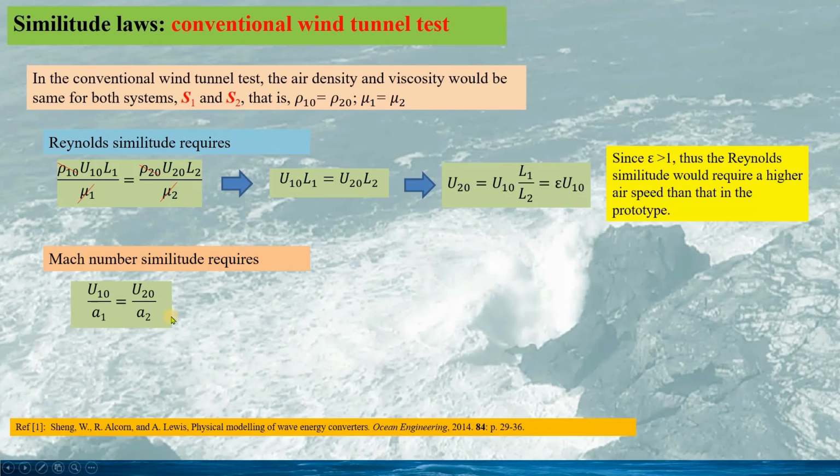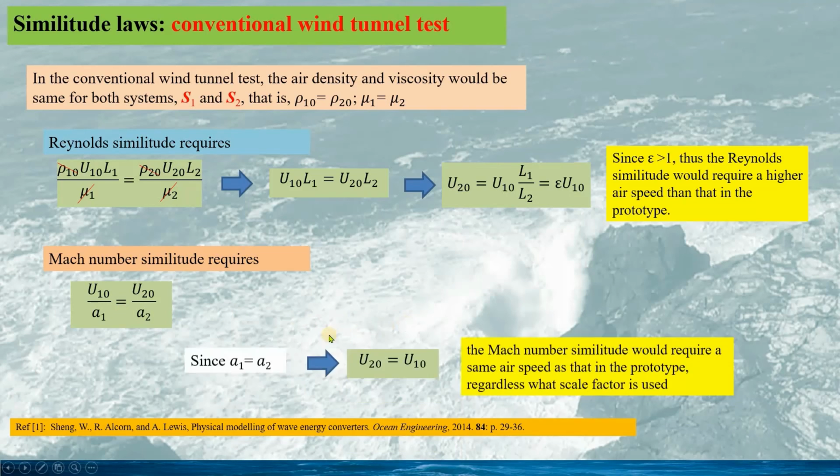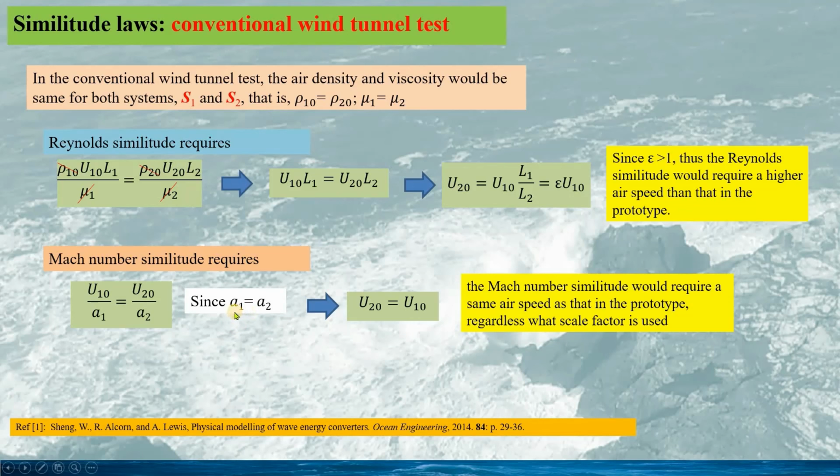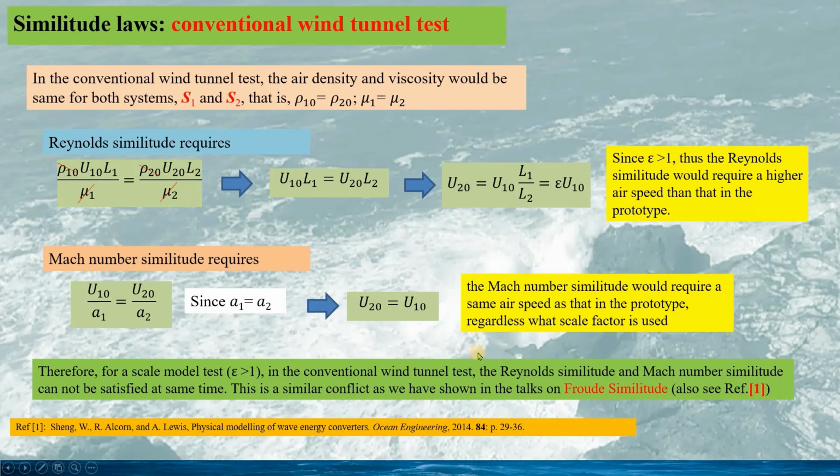The Mach number similitude requires the relation as this, and since the same fluids are used, the speed of sound A1 equals A2. Therefore, we have the same free stream speed for the model and for the prototype, regardless of what scale factor is used for the scale model. Therefore, for a scaled model, epsilon is larger than 1. In the conventional wind tunnel test, the Reynolds similitude and the Mach number similitude cannot be satisfied at the same time. This is a similar conflict as we have shown in the talk on fluid similitude.